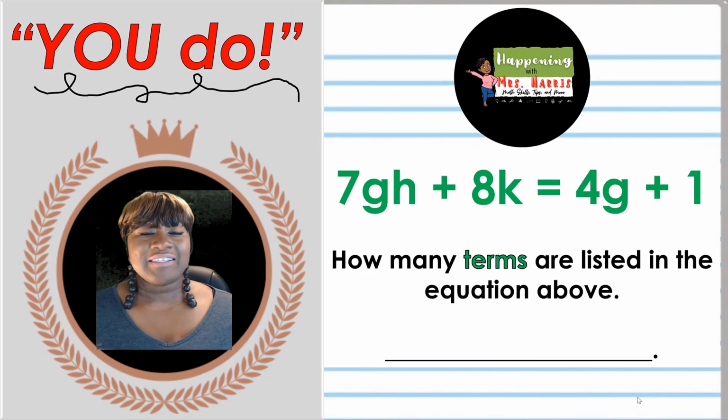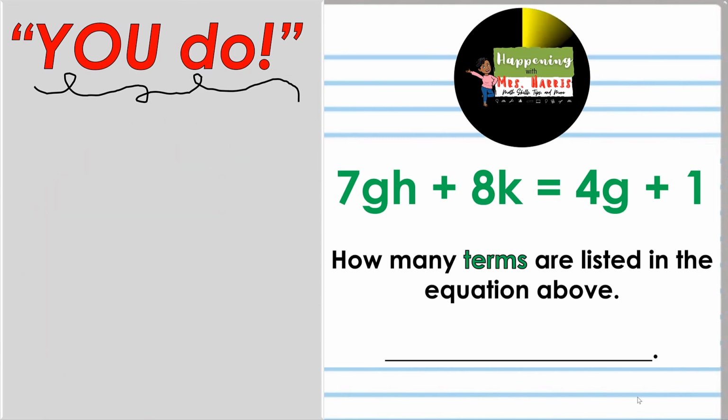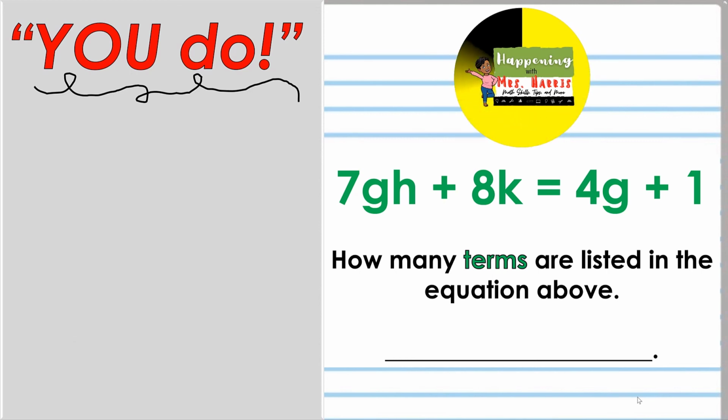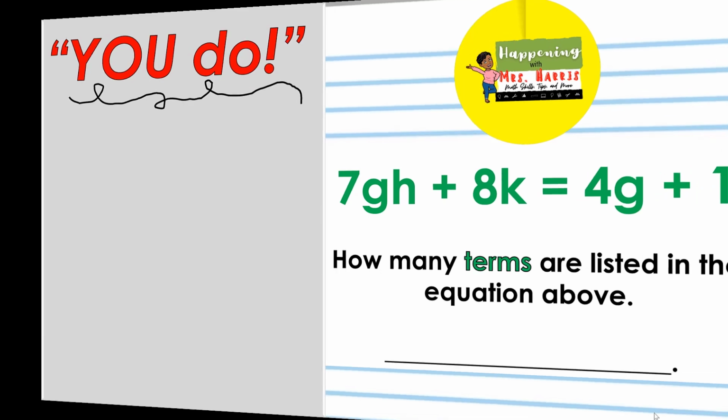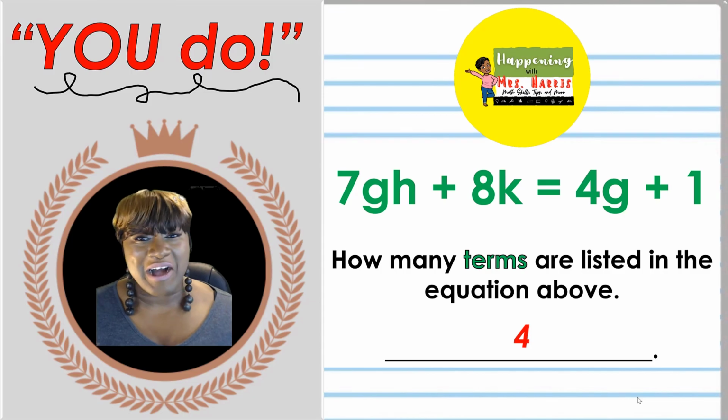Next question. 7gh plus 8k equals 4g plus 1. How many terms are listed in the equation above? There are 4. Awesome!